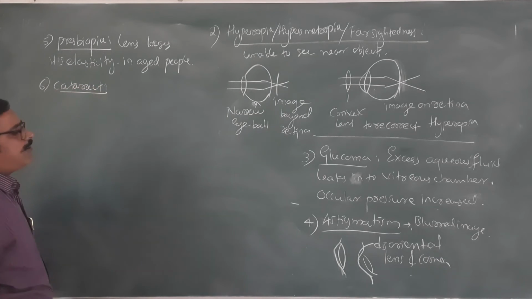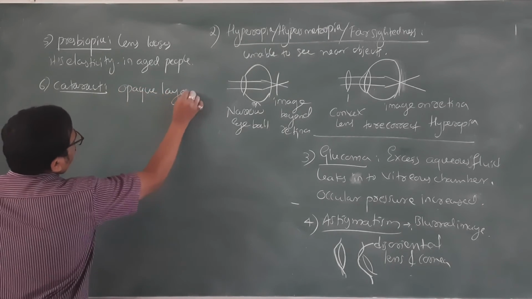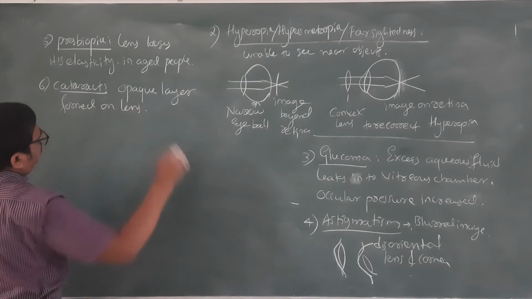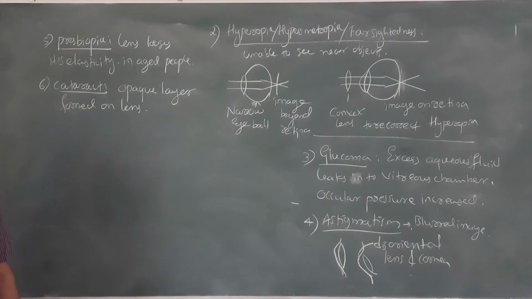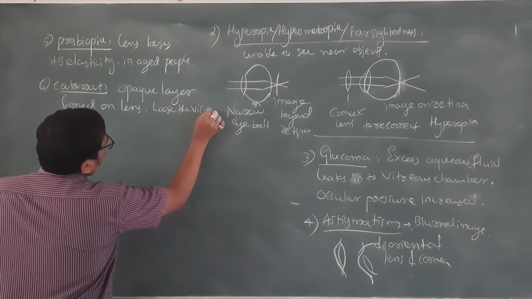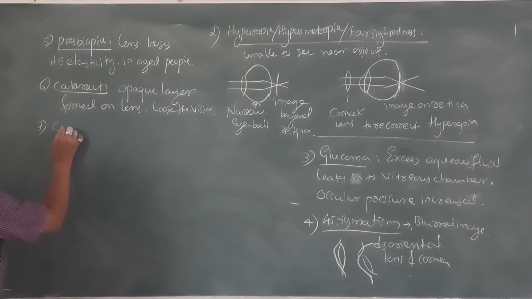Then there is one more, cataract. Cataract is a condition where an opaque layer is formed on the lens. As a result, the person is unable to see objects and loses vision. By a surgical method, that opaque layer formed on the lens has to be removed.